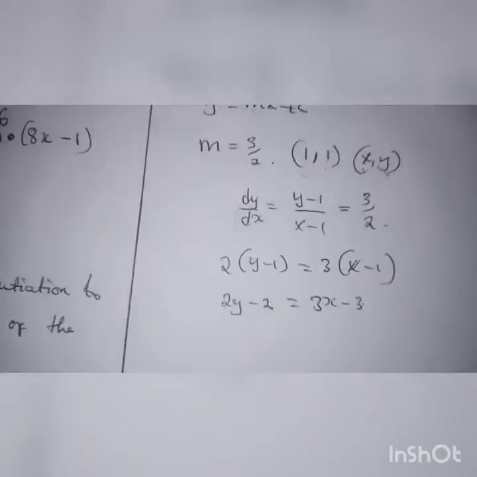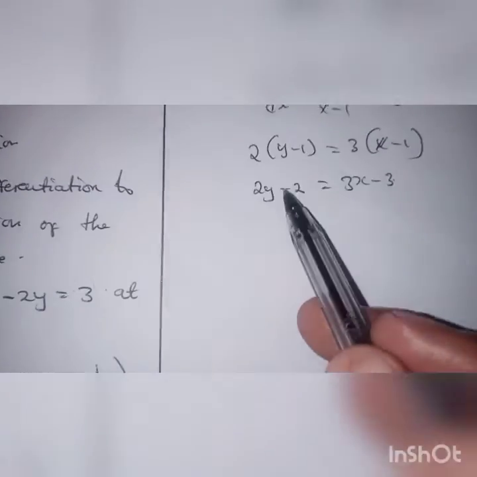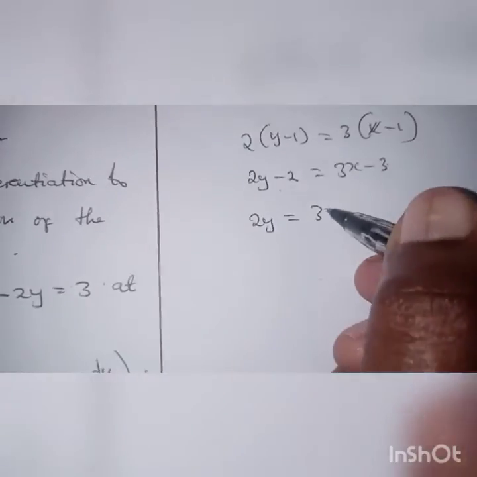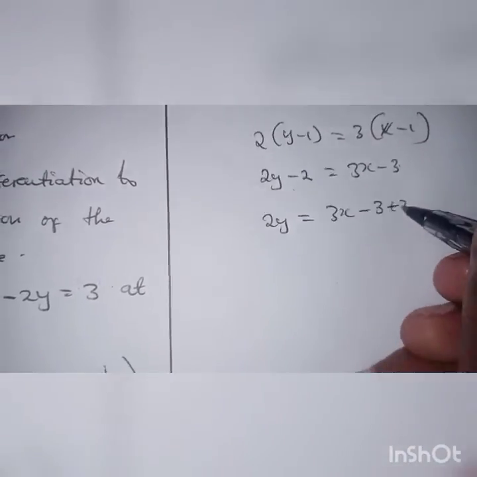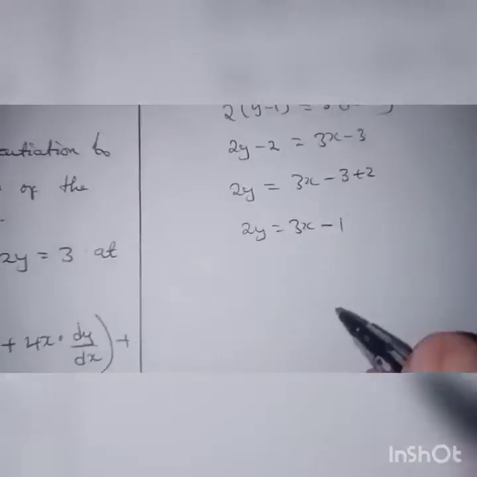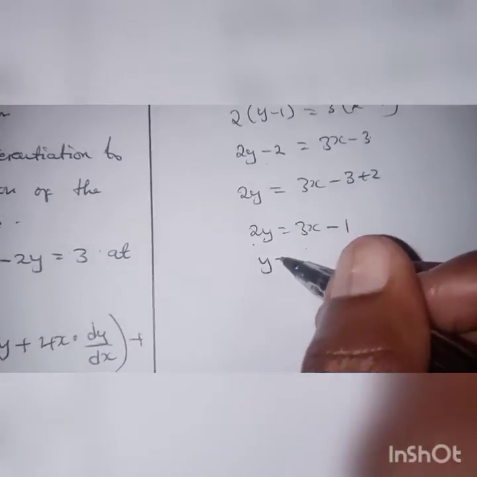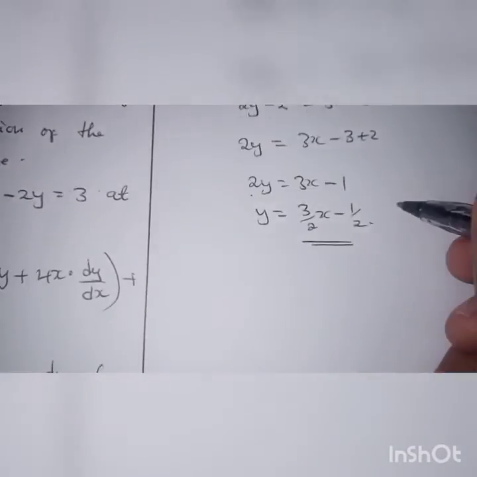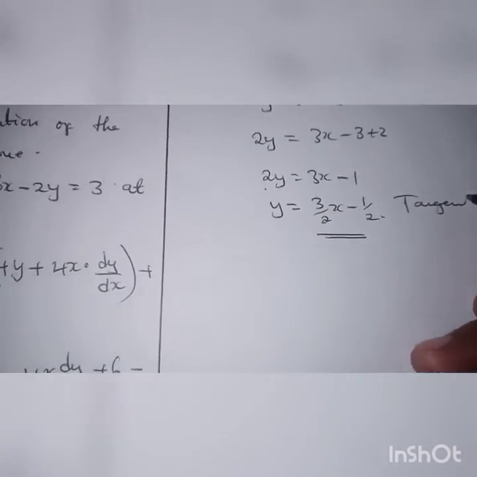But we know the form of equation that we need is y equals mx plus c. Therefore, whatever is not y, we have to take to the other side, whereby we remain with 2y as 3x minus 3 plus 2. Therefore, 2y equals 3x minus 1. Divide both sides by 2, and it remains y equals 3 over 2 x minus a half. Therefore, this will be the equation of the tangent.